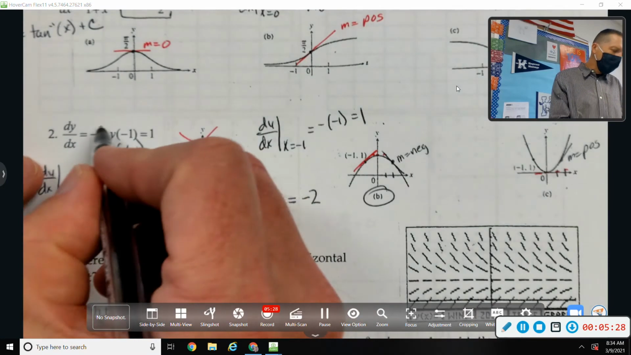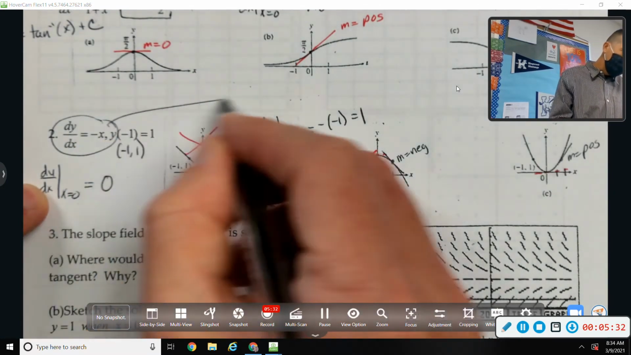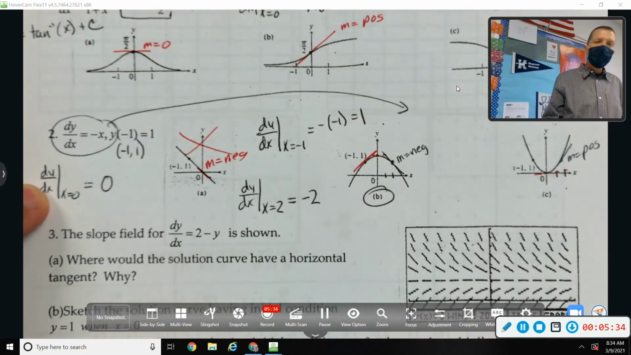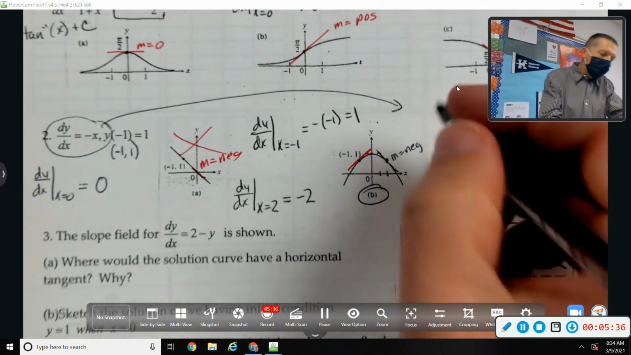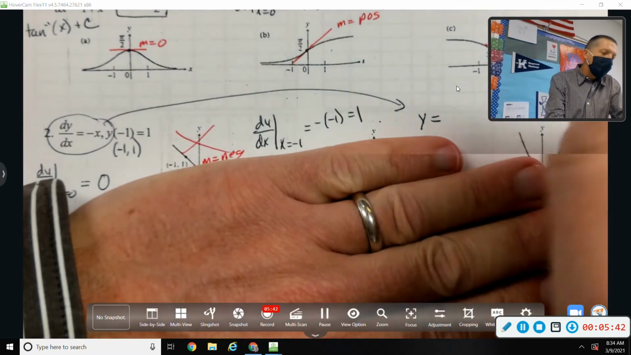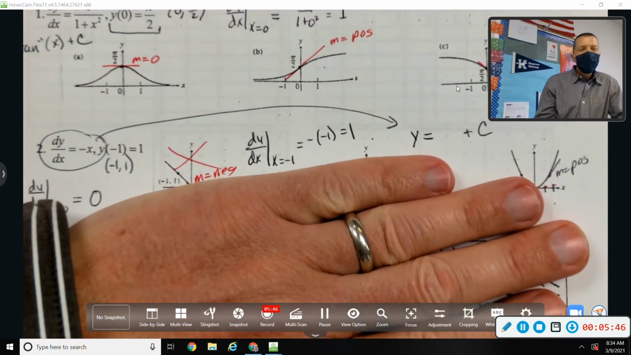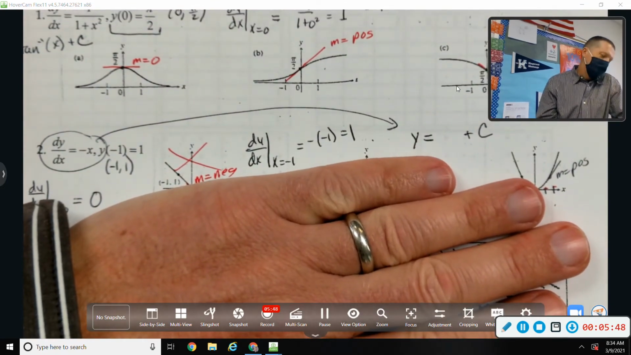This one we could also antiderivative. Running out of space here. If I take the antiderivative of -x, what do we get? Now forget the pictures. Yeah, I need a plus c. Right, antiderivative of -x.